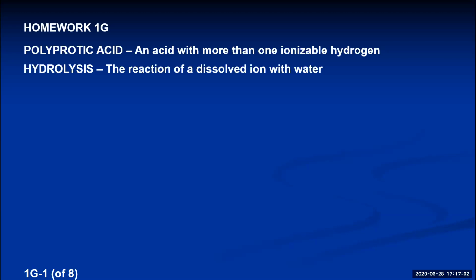Number 1, rank the following acids from weakest to strongest. The acids given are the triprotic acid H3BO3, and then two intermediate forms, H2BO3- and HBO3 2-.